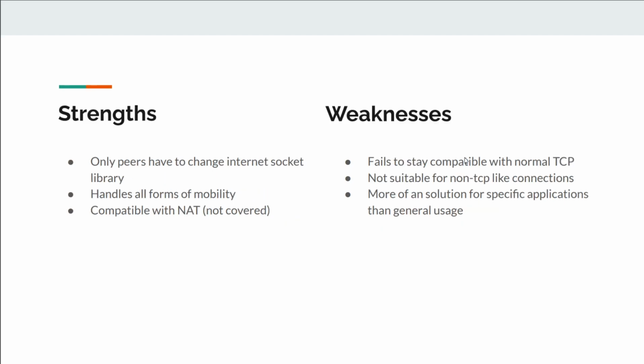So this is pretty good. It has a lot of strengths. It handles all forms of mobility. Although I didn't cover it, it handles NAT by using a proxy. And only peers who are using this have to change their socket library, so you don't get to use the normal BSD socket library. But if this is more of an application-specific thing, which is one of its weaknesses, it's also not suitable for TCP or non-TCP-like connections. So this couldn't be used for UDP, and it still has some of the issues, like head-of-line blocking, that we've seen resolved in QUIC. It also fails to stay compatible with normal TCP, so it's going to require both peers to have the MSocket library.